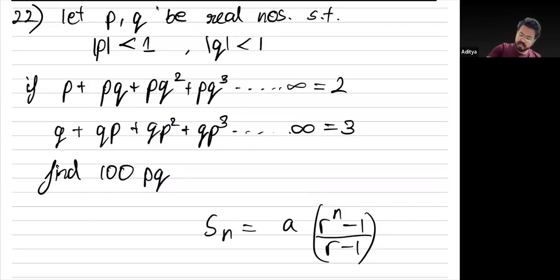For an infinite GP, where p and q are the common ratios for each, the sum is equal to a upon 1 minus r, given that mod r is less than 1.